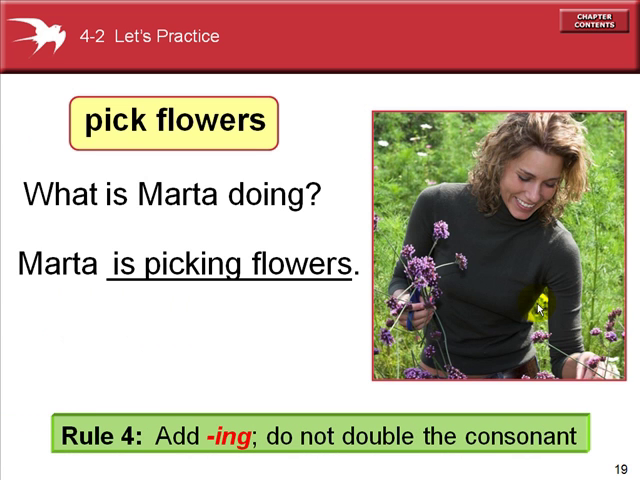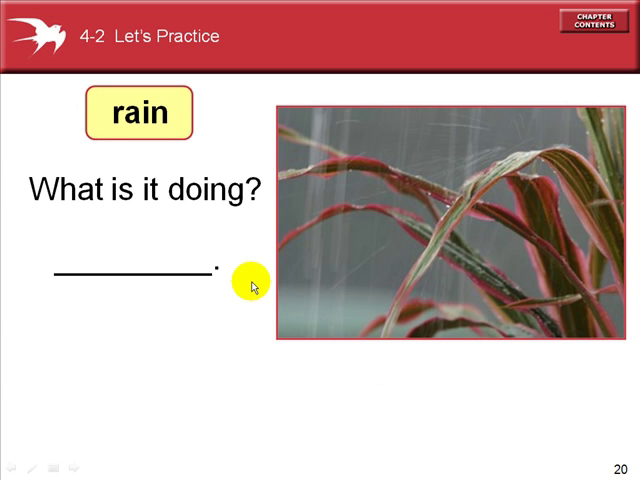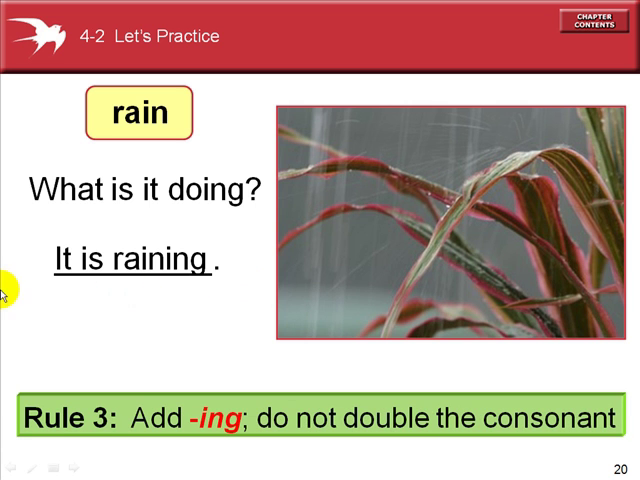What is Marta doing? Marta is picking flowers. Pick ends in two consonants, so we don't have to double the consonant before adding ing. What's it doing? It's raining. Raining is an example of Rule 3, adding the ing, and we do not have to double the consonant.